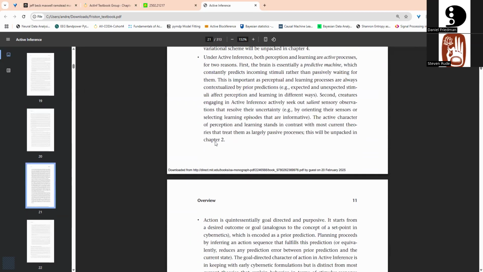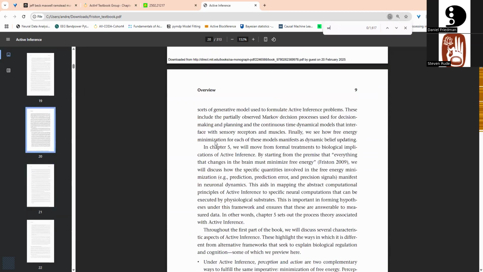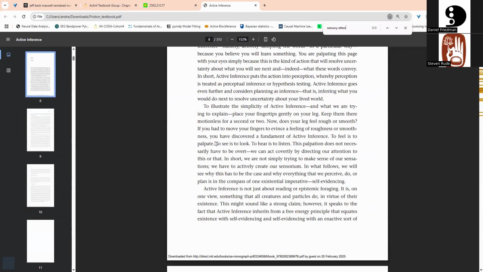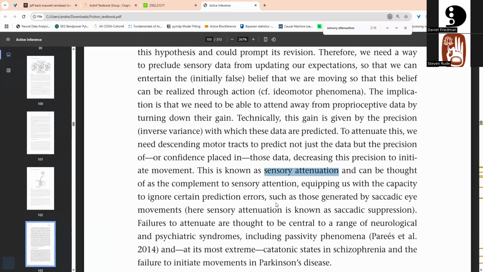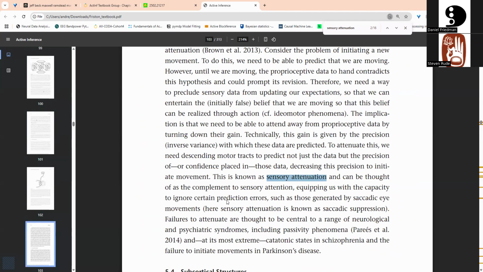I mentioned sensory attenuation earlier. That's kind of a fun one, but I don't want to introduce too much too quickly. Let's see if this is a good place to pick up on that.